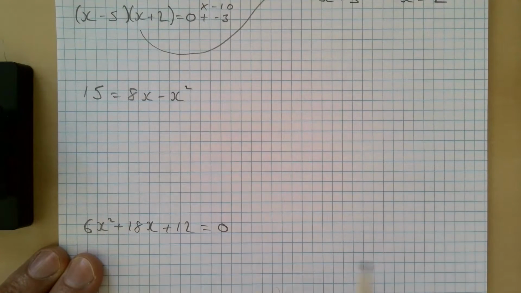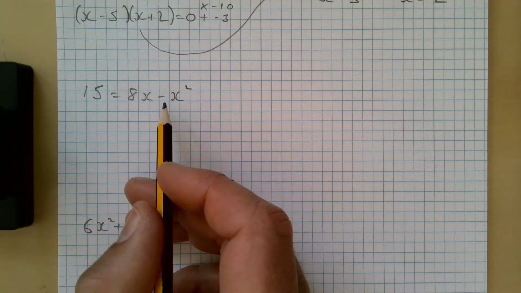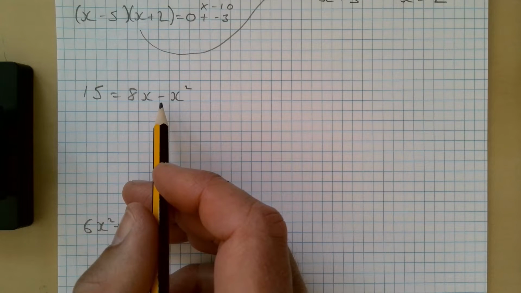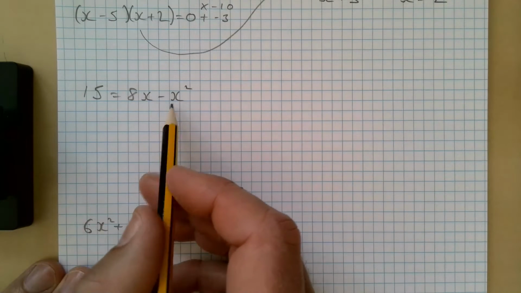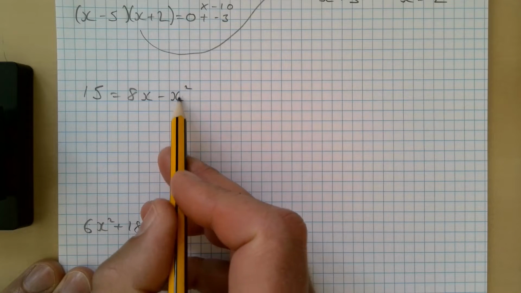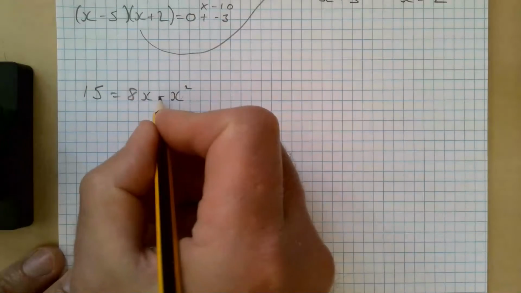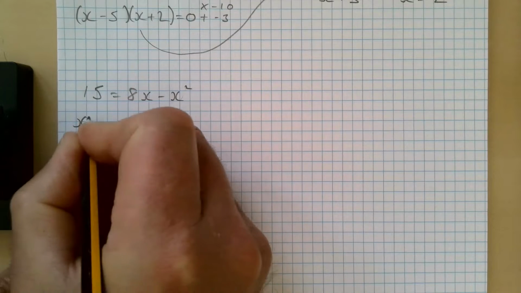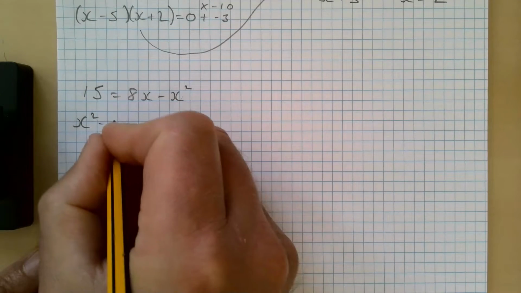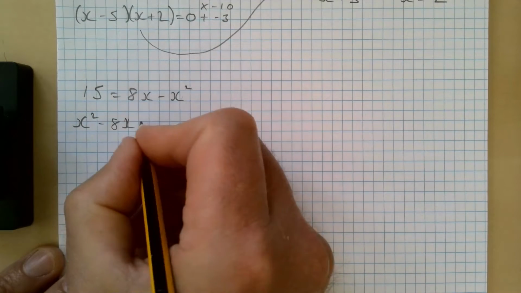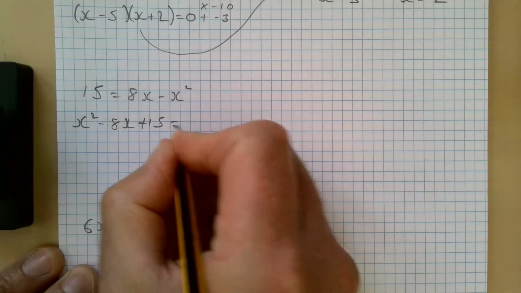Same again, we need to get everything over to the one side. It makes your life much easier if you make the x squared bit positive. So I'm going to take everything over to this side. Adding x squared to both sides, I get x squared. Taking 8x from both sides, I get minus 8x plus 15 equals 0.